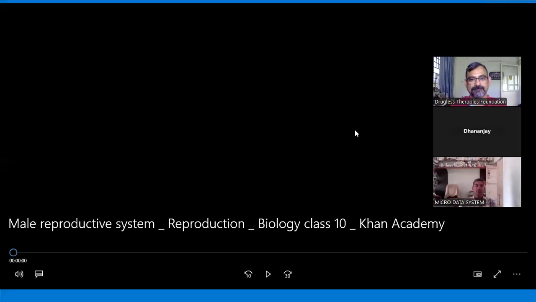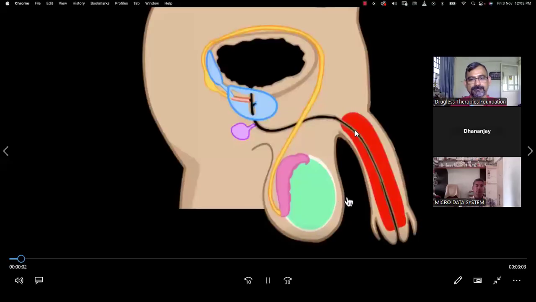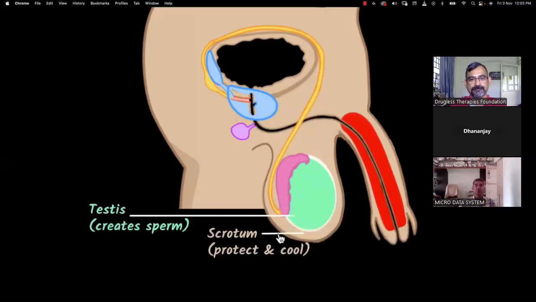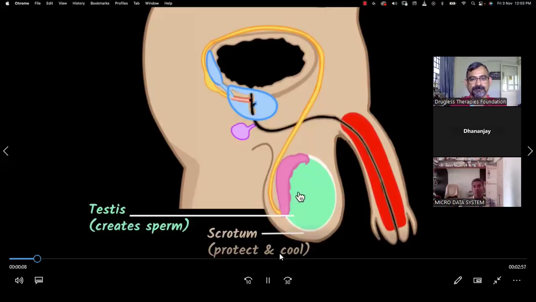Let's summarize the male reproductive system. It starts with the testis and the scrotum. The testis is where we create the sperms. Testis also creates testosterone, the hormone which is responsible for secondary male development. This testosterone is also responsible for regulating the sperms. And the scrotum is the one that protects the testes. It also helps it hang below the body because creating sperms requires a slightly lower temperature.